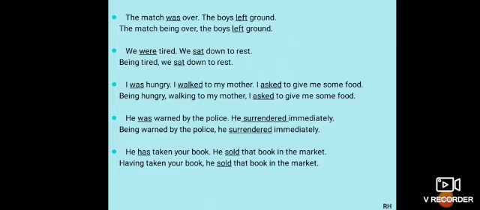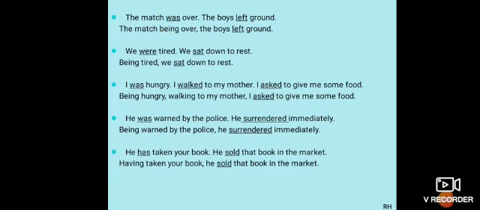So it is: the match was over. This is about the helping verbs, which have already been taught to you. If it is am, is, are, was, were, you will replace these verbs with being, and if it is has, have, had, you will replace them with having. So: the match was over, the boys left the ground. Was is the first finite verb, left is the second finite verb.